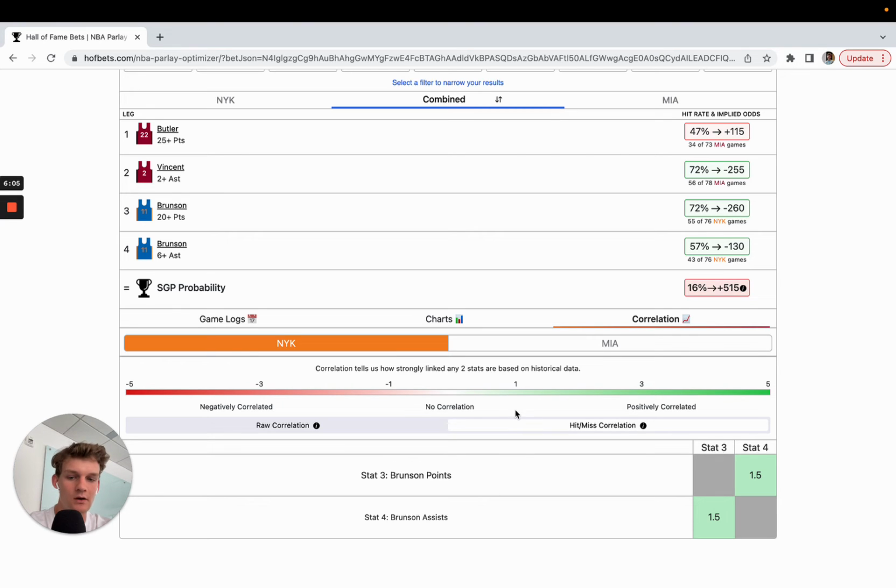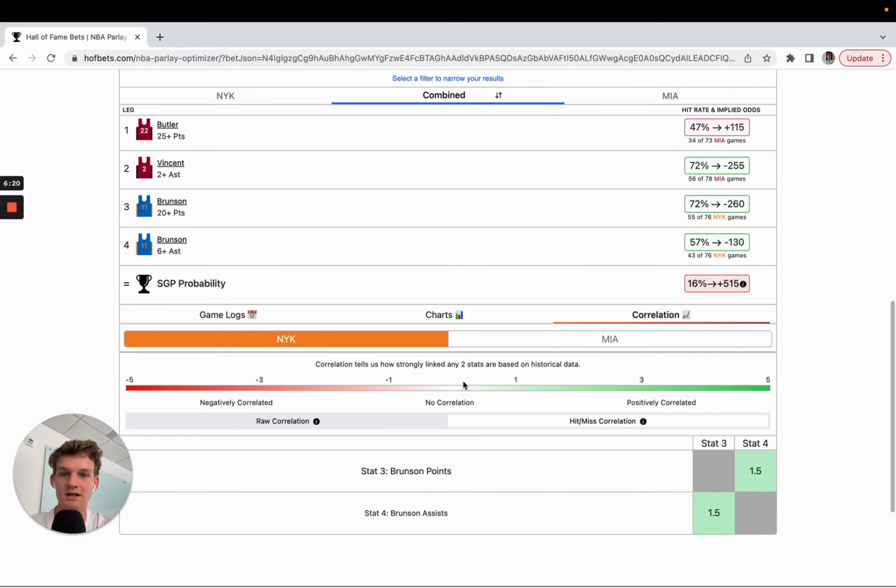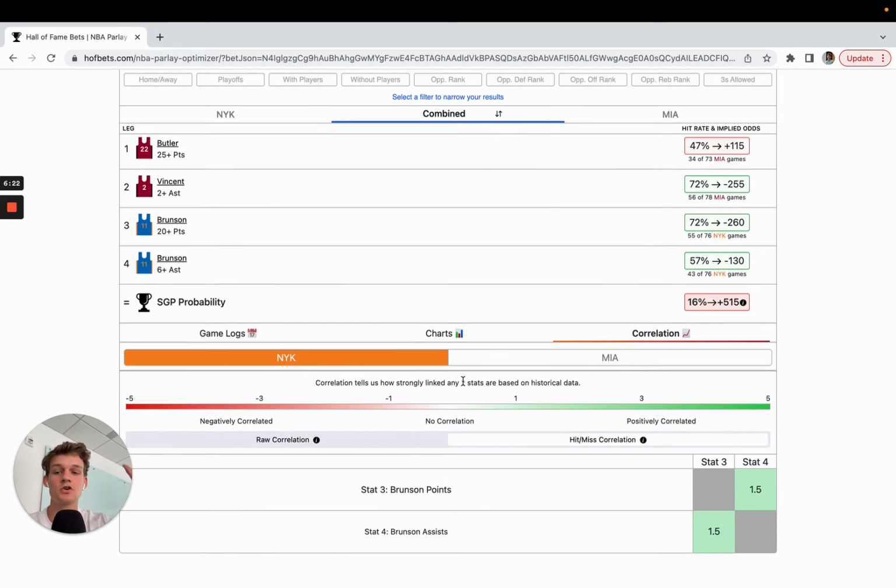And what you really don't want is 2 legs or 3 legs or 4 legs that have negative correlation, and that would imply that those two stats don't combine well together. So I think one thing that we can think about is, if you have 2 superstars on a team, let's use, for example, LeBron and AD on the Lakers. If LeBron's scoring a ton, there's a low chance that AD is going to score a ton just because LeBron's got a lot of points.